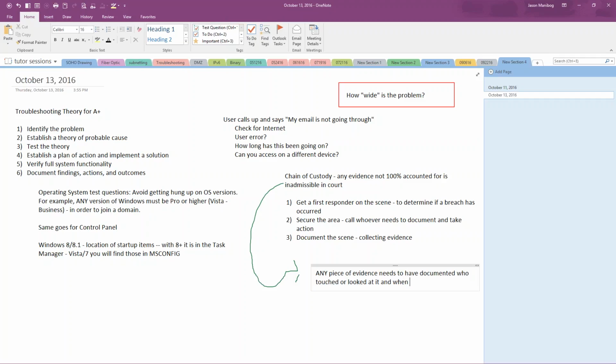Because, again, if it cannot be accounted for, the evidence is inadmissible. And believe you me, whoever is accused of doing this stuff, they're going to get a legal team involved. That legal team is going to look for any loophole in the evidence. And if they find one, case closed. So, those are your biggest things with chain of custody here.